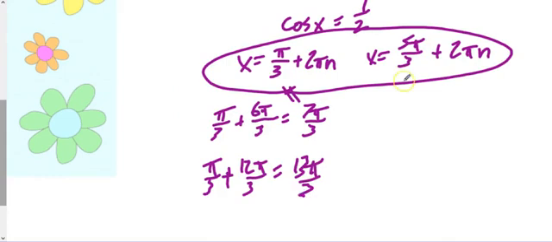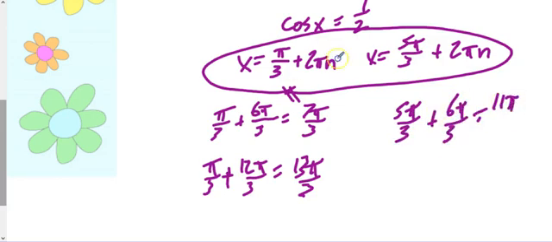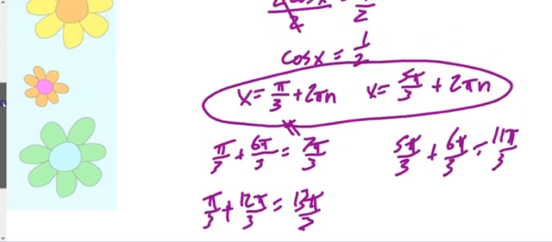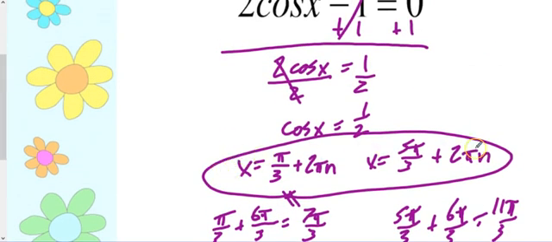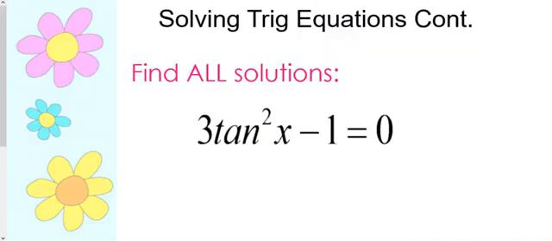We could do the same with this 5 pi over 3. We're adding 2 pi the first time, so that's going to get me 11 pi over 3. We can add 4 pi, and that will get us 17 pi over 3. Okay, so we can go on infinitely, and that's why we represent them by what's in purple there.